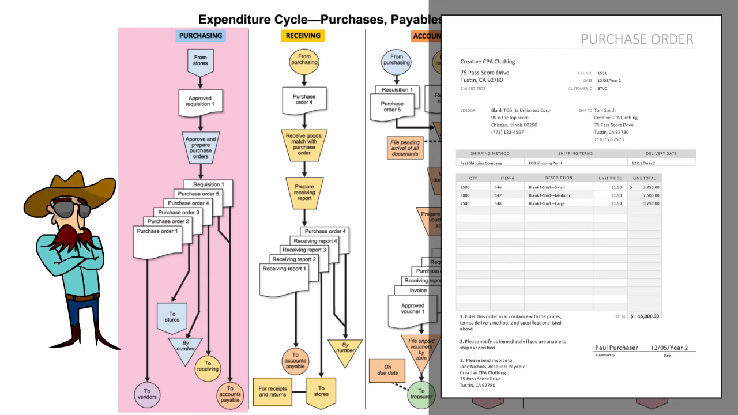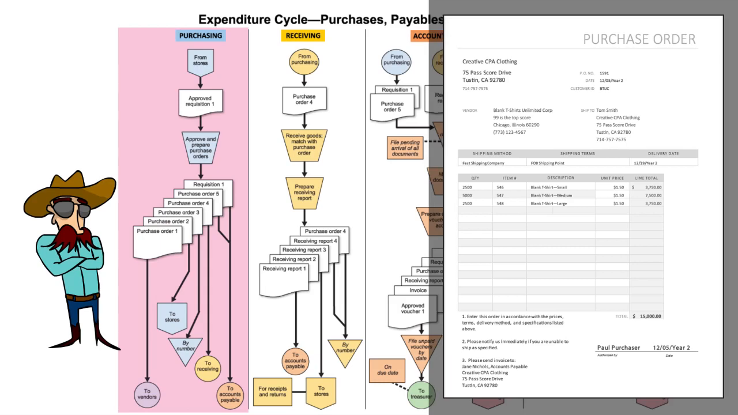However, the copy going to the receiving department is going to be a little bit different. It's good practice to use what's called a blind copy. We send the receiving department a purchase order with a quantity absent so that when they receive the merchandise, they have to count it and verify how many were actually received.